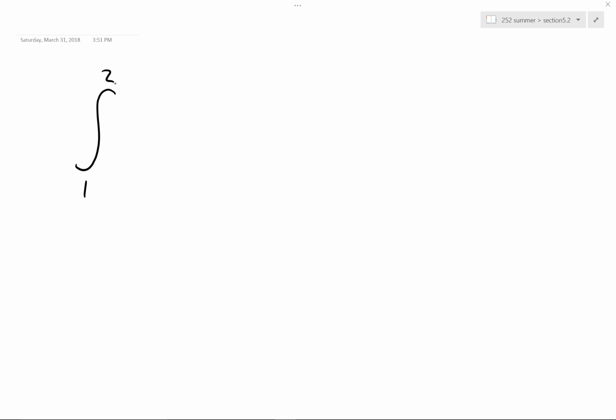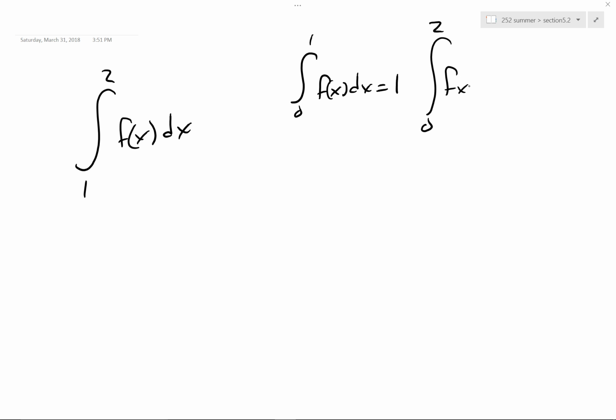From 1 to 2 of f of x dx. Now, they will have told you that from 0 to 1, the integral is equal to 1. And from 0 to 2, the integral is 4. And from 1 to 4, that integral is equal to 7. Well, how in the devil are we going to find from 1 to 2?